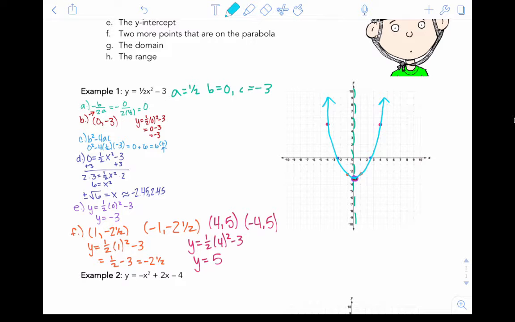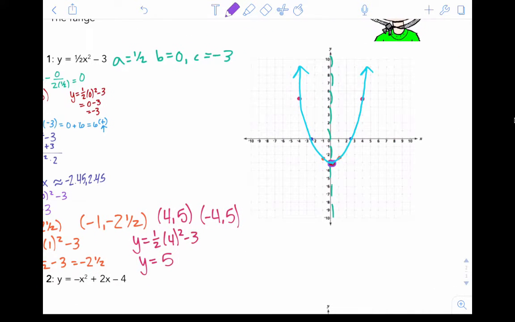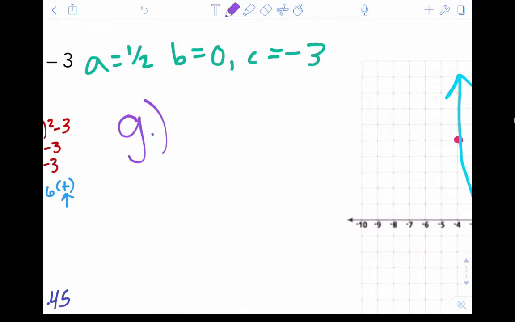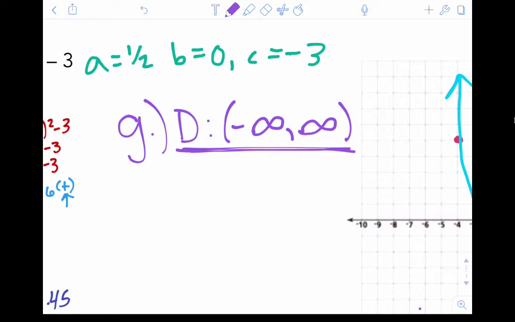All right, I'm almost done with this problem, but I still need to figure out the domain and range. So the domain is looking left to right on this graph, and it's going to continue moving outward in both directions. So for G, the domain starts at negative infinity on the left and works all the way to infinity on the right. And that's always going to be the domain for quadratic equations.